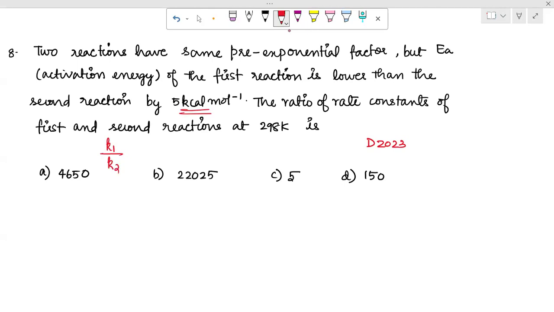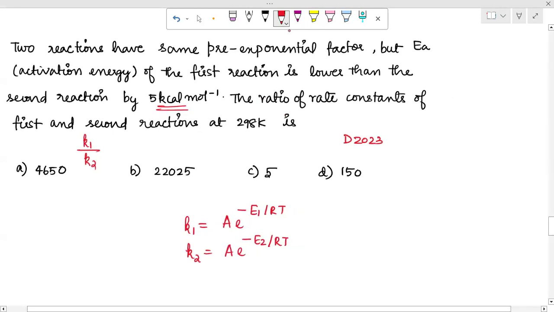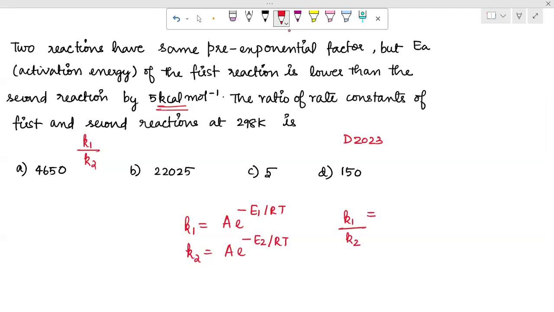Now you know K1 is equal to A e to the power minus E1 by RT. K2 is equal to A e to the power minus E2 by RT. And what they have asked is the ratio of K1 by K2. Pre-exponential factors are the same, they have already said, so that gets cancelled. So this comes out to be e to the power, upon taking the ratio, E2 minus E1 by RT.